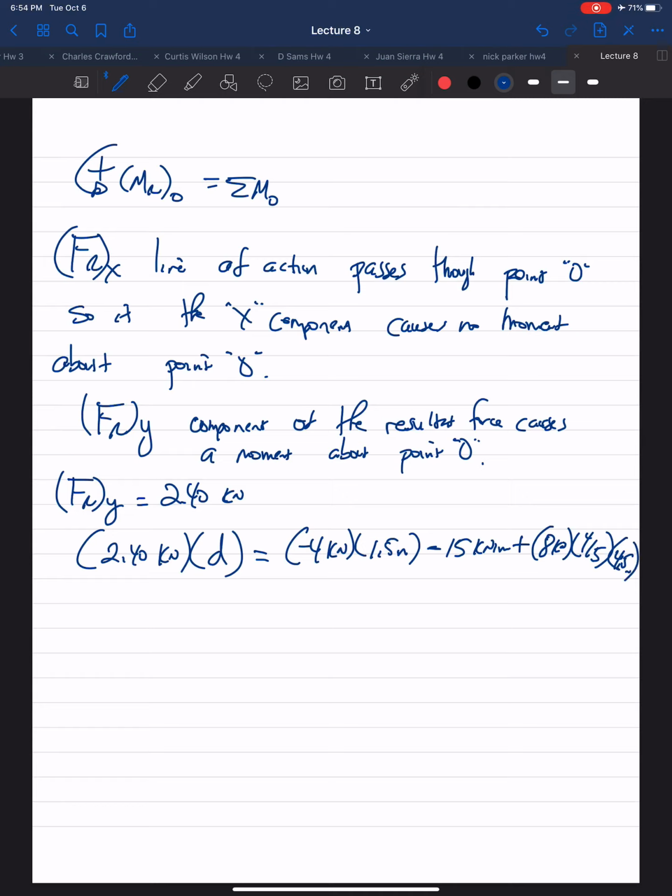But the horizontal component of the 8 kilonewton force is some perpendicular distance away from the line. The line of action of the horizontal component of the 8 kilonewton force is some distance away from O, and that's 0.5 meters, and it causes a clockwise or negative moment. So we cannot forget that. The horizontal component, slope triangle 3/5 ratio, and the perpendicular distance is 0.5 meters. Solving that out and solving for D, we get D equals 2.25 meters.